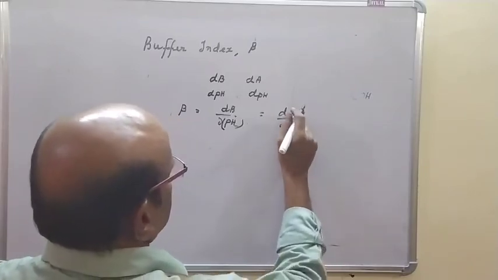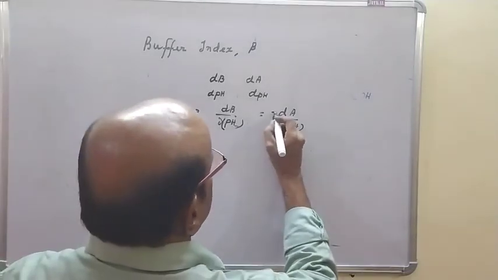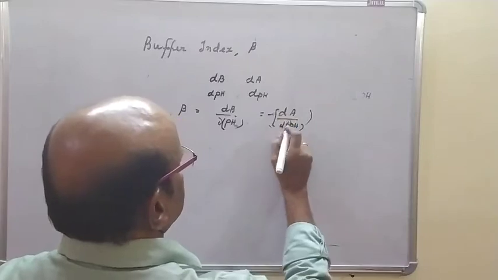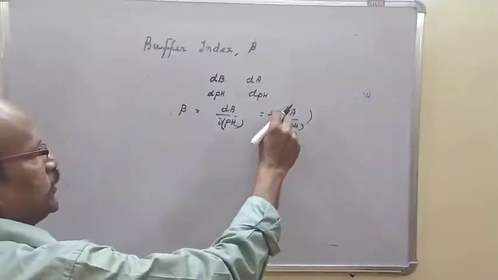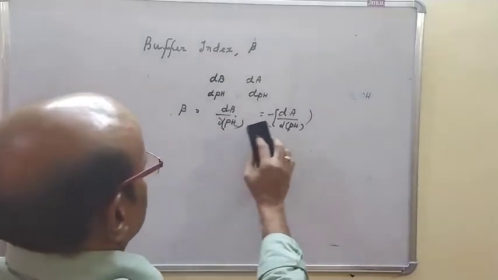If acid is added, in order to make this quantity positive, we have to put a negative sign in the case of an acid. That is only a mathematical convention; anyway, it is a positive quantity.